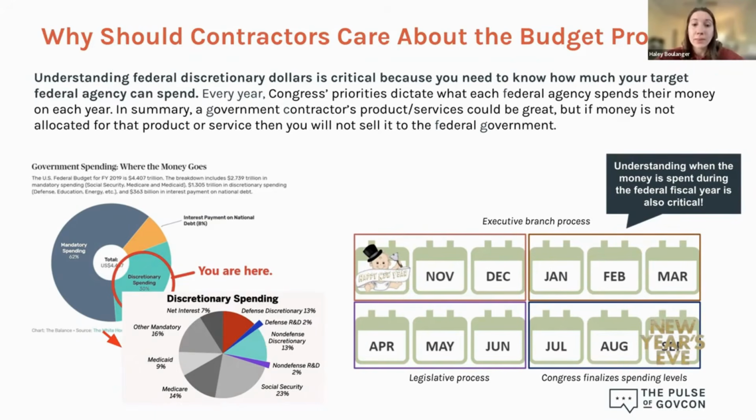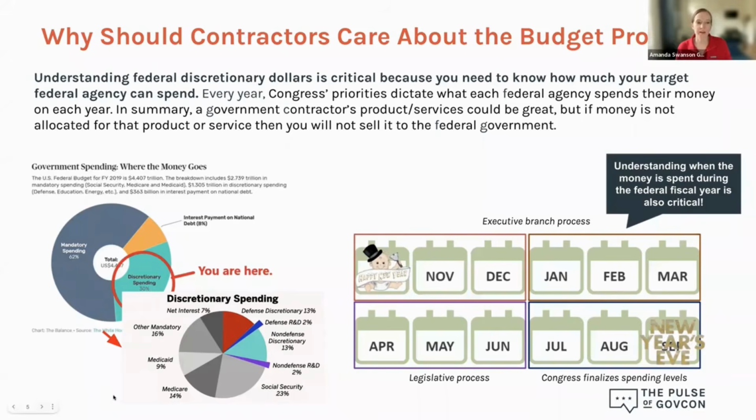Understanding when the money is spent during the federal fiscal year is also critical. From about October to March, we have the executive branch process, which I will go over in a second, and April through June, the legislative process, and then July through September would be Congress finalizing the spending levels.